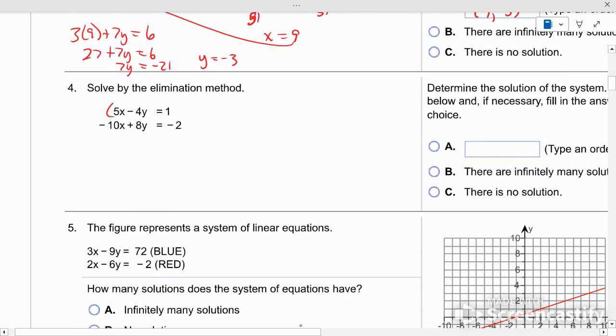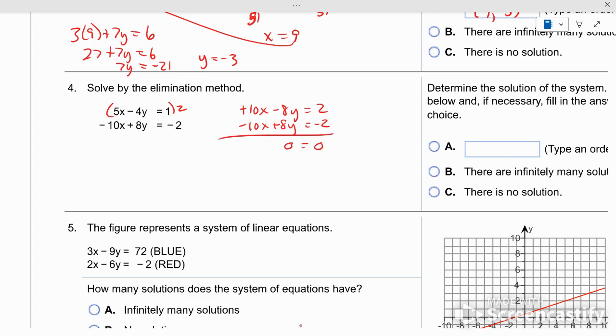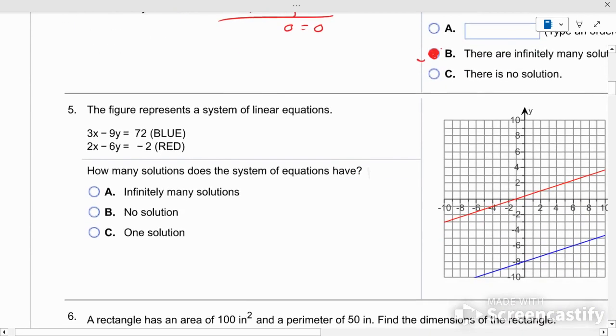Elimination on this one, if we multiply this top row by 2, so I create opposites, I get negative 10x minus 8y equals 2, or positive 10x minus 8y equals 2. And negative 10x plus 8y equals negative 2. I get 0 equals 0. Is it no solution or infinite solutions? Infinite. It's infinite solutions when 0 equals 0. Like 0 equals 5 or 0 equals 1, then it's no solution.